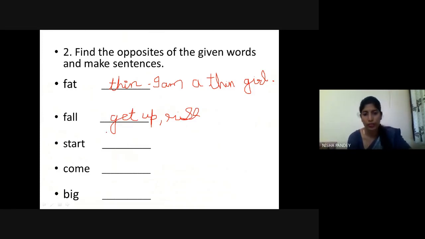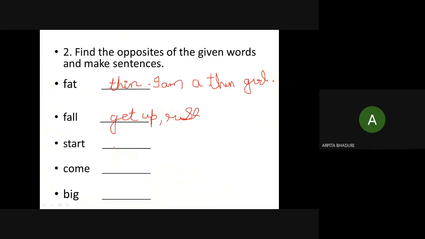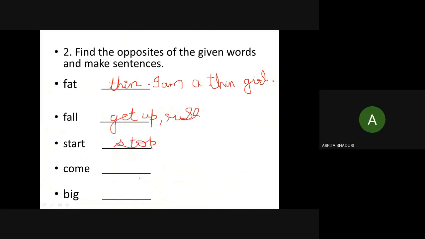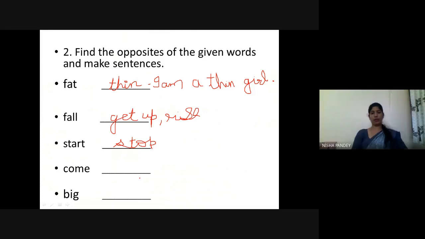Anyone, okay. You have to make a sentence. These are simple words. I know that you will make it. Next, start. What is the opposite of start? Stop. Very good. So you have to make a sentence with stop. Can you give one sentence while I'm writing? Yes, ma'am. The car came to a stop. Okay. Anything you can write.